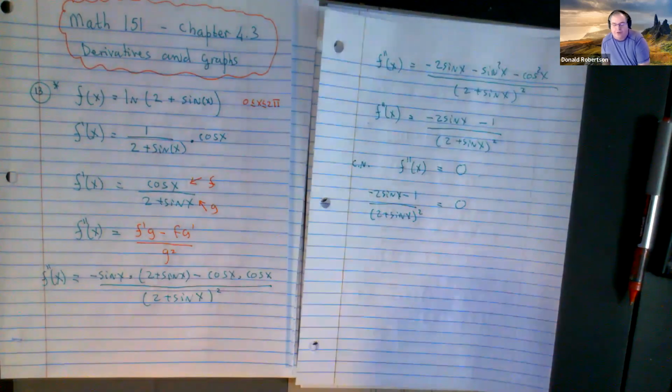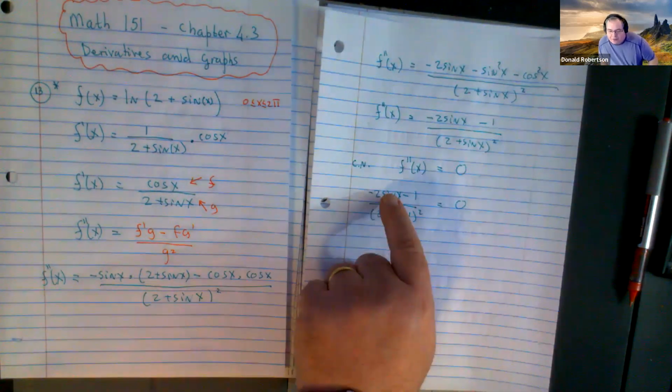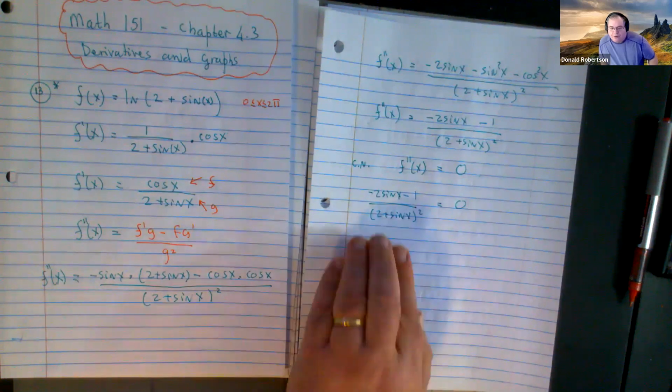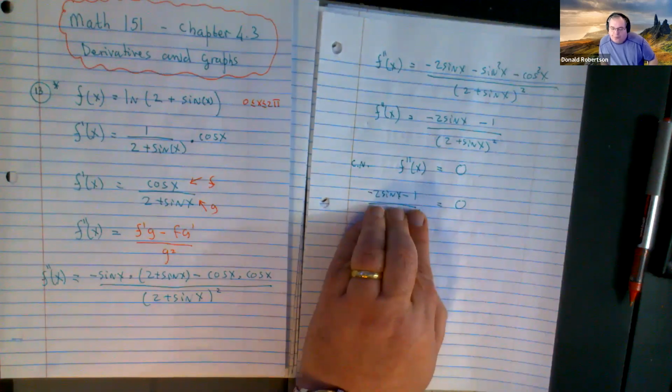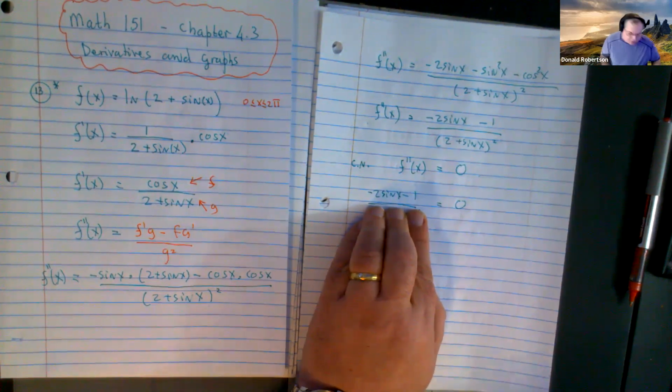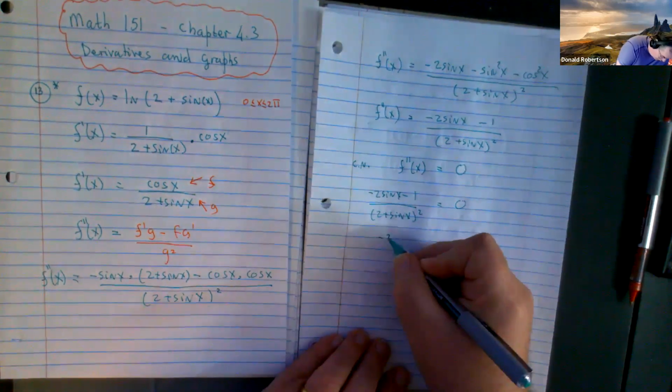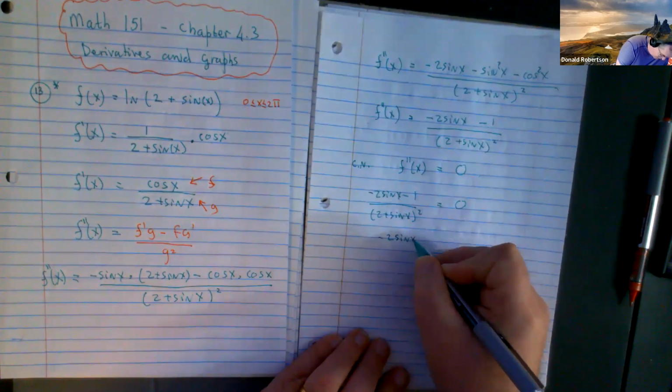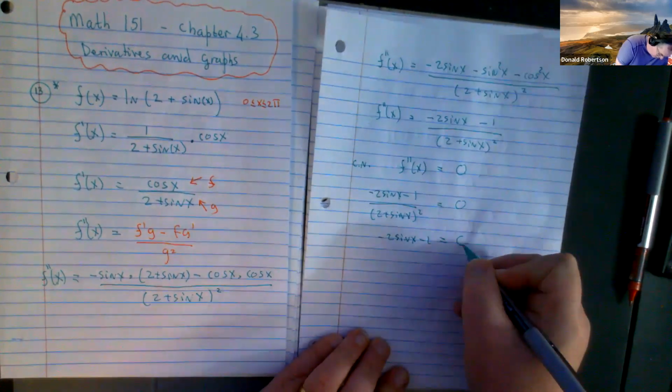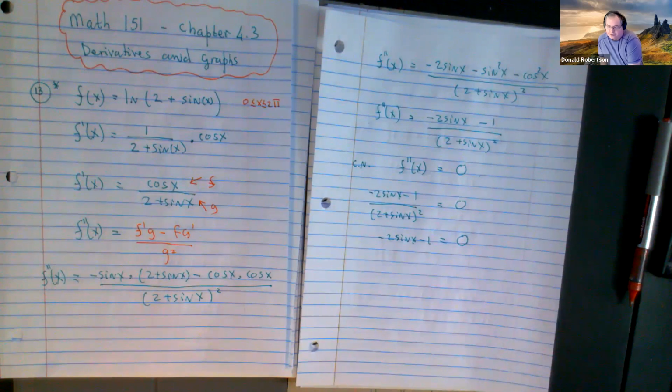So here's a trick for you. If you have a fraction equals 0, you don't need to worry about what the bottom is. The bottom can be anything it likes. It won't make the answer 0, so you can ignore it. All you need to do is find out what makes the top 0.